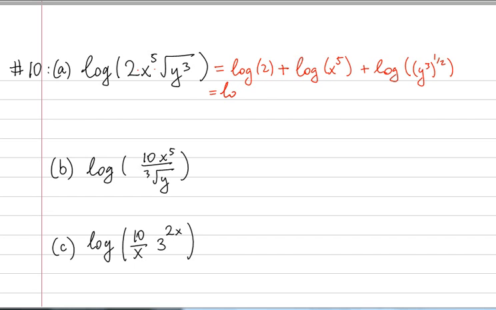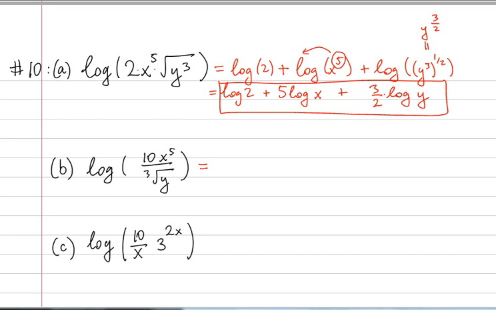So log 2 is just log 2. The second one, we can bring this exponent outside the log, so it's 5 log x. And this one is really y raised to the power of 3/2, because these two exponents multiply each other. And therefore, the exponent 3/2 comes out, and what's left is the base, which is y. The next one, oops, it's not plus, this one is 3/2 times log y. And that's the final answer.